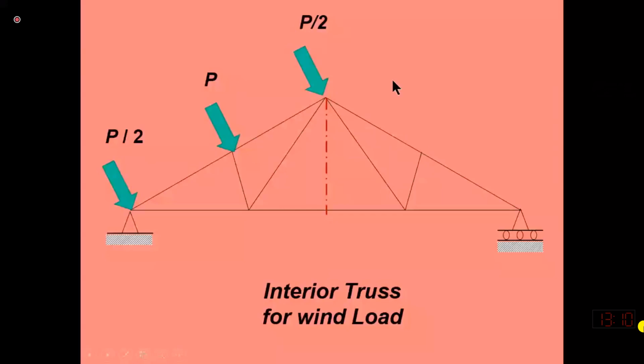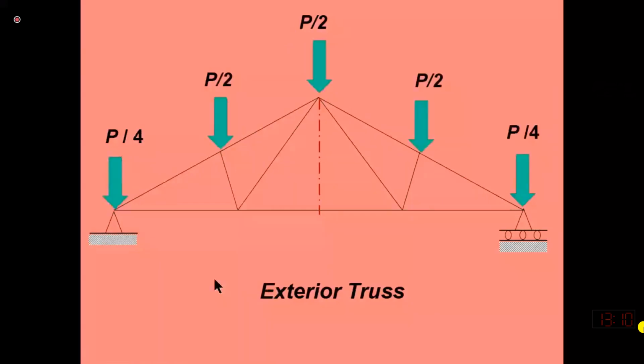So this is the panel load for the exterior truss. For the exterior truss, at the interior panel point, half of the dead or live panel load might be acting, and a quarter of the load is acting at the exterior joint. If you review the previous lecture, you will have the idea again.